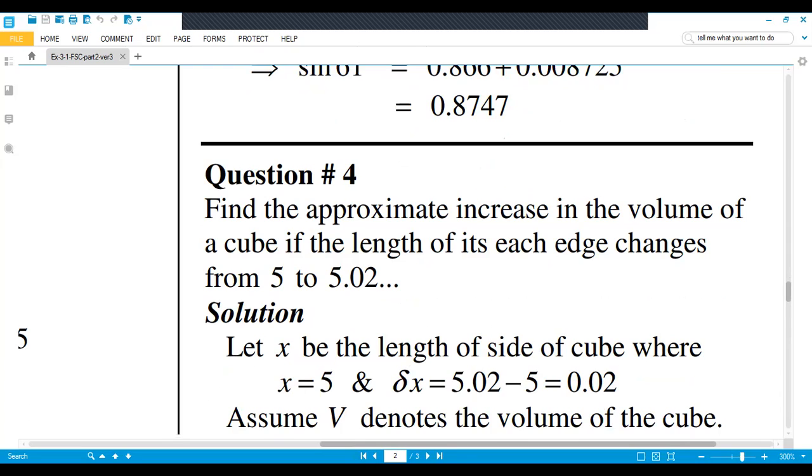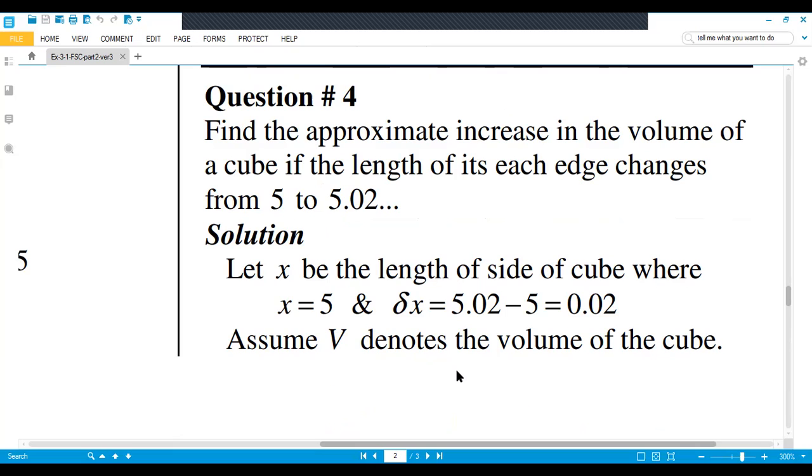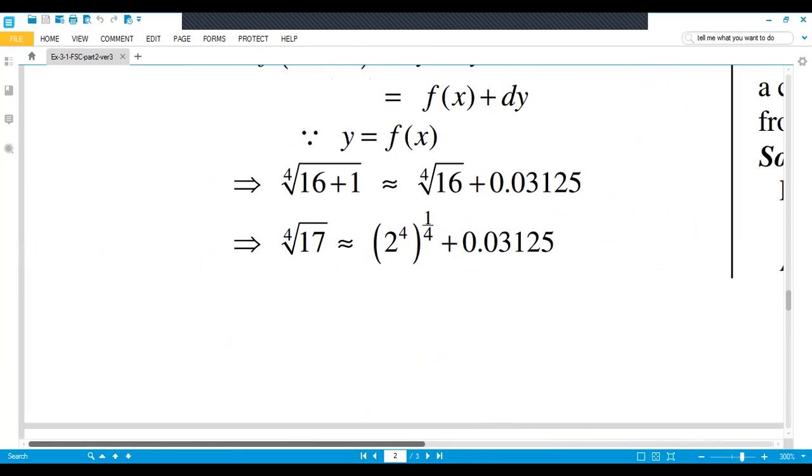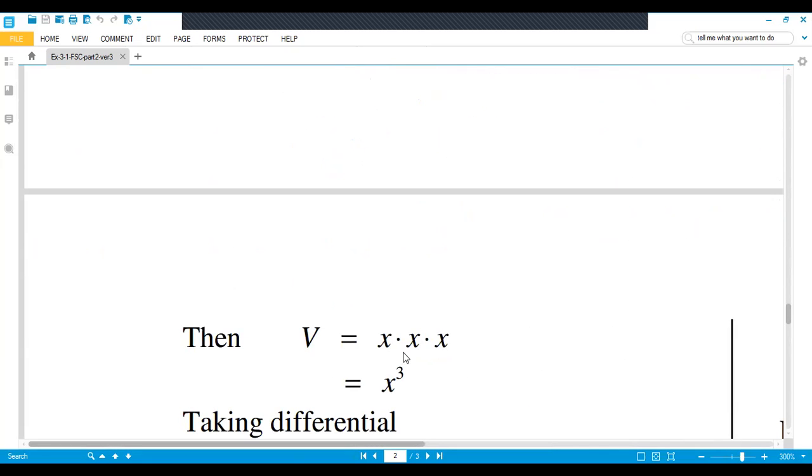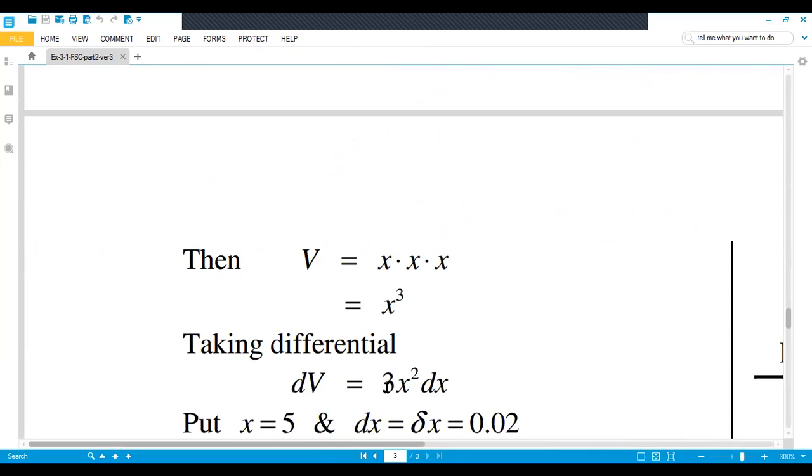Just like in the first question, you have been given x is 5 and delta x will be 0.02. Assume that v denotes the volume of the cube. If it is a cube, all its sides will be equal: length multiplied by breadth multiplied by height, so it will be x cube. Now taking the differential, dv will be, power comes as coefficient, from power we subtract 1, so 3x square dx.